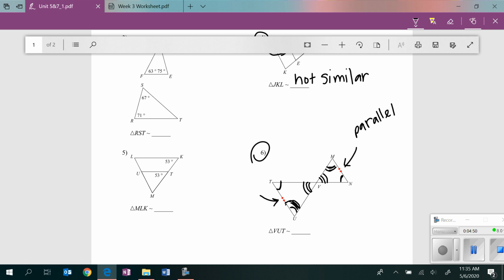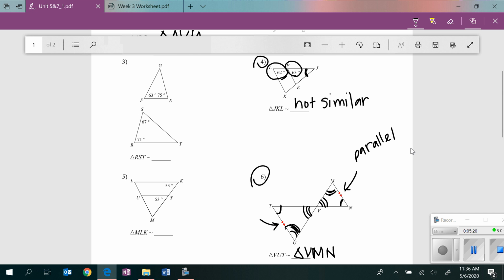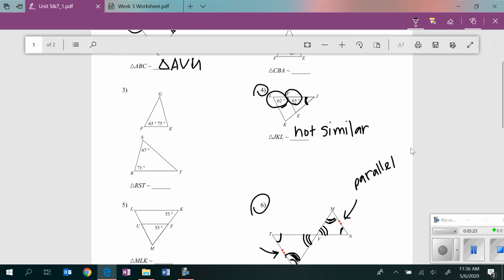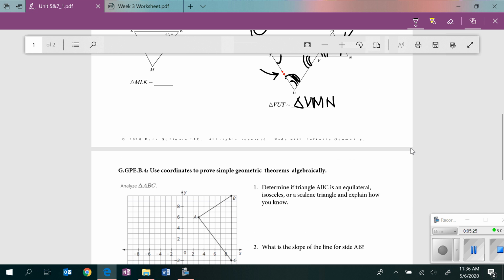It's kind of redundant to say AAA, since as long as you've got two angles that are congruent, the third one has to be congruent as well. So finishing off my similarity statement then, triangle B corresponds to V, U is corresponding to M, and T corresponds to N. Okay, so that hopefully is enough guidance to allow you to do numbers 2, 3, and 5 all on your own if you haven't done so already.